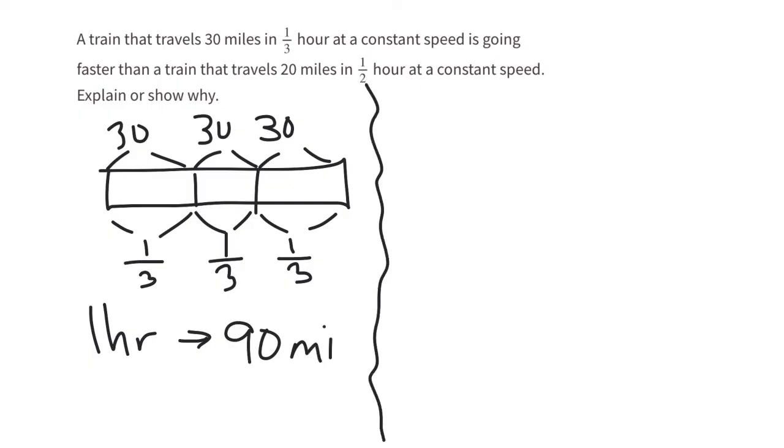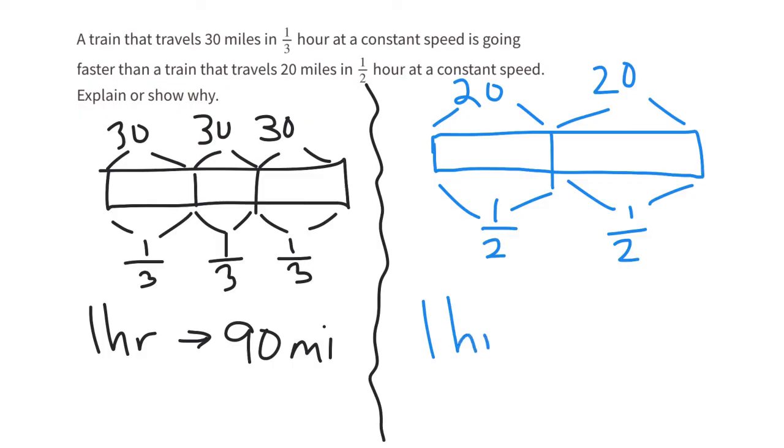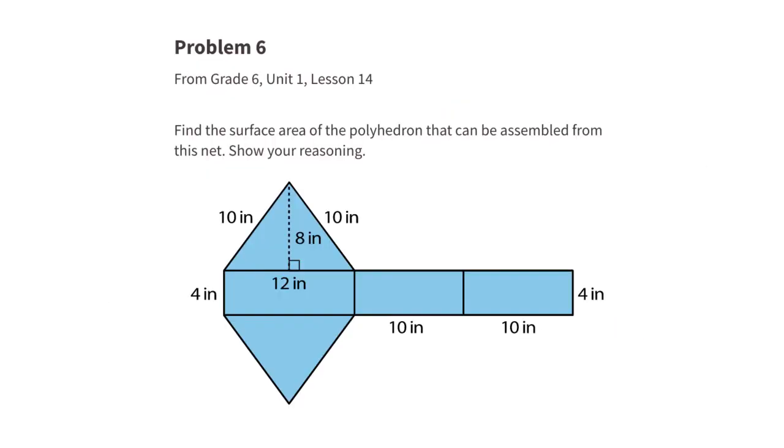Using that same logic, we can do the other train. It says it travels 20 miles in a half hour. So in my 1/2 hour, it travels 20 miles. So in the other half, it travels another 20. So in 1 hour, it travels 40 miles. So it's not even close. That first train is driving way faster because it could go way further in its hour than this train can go in its hour.